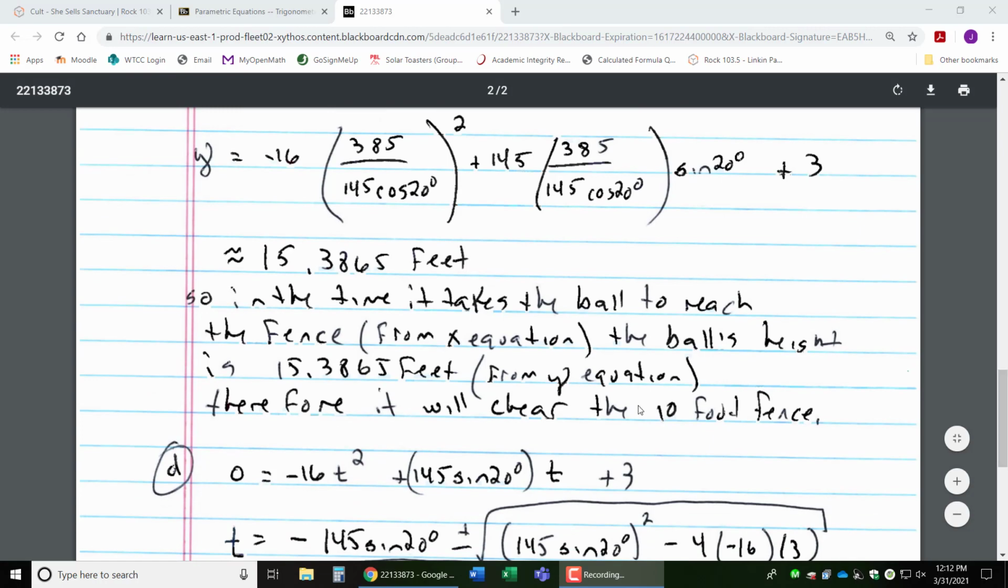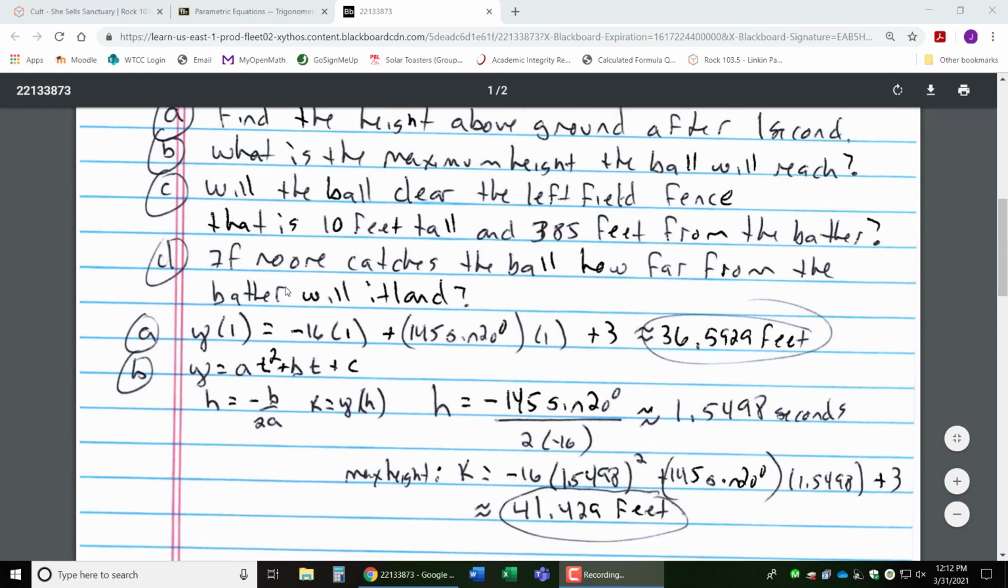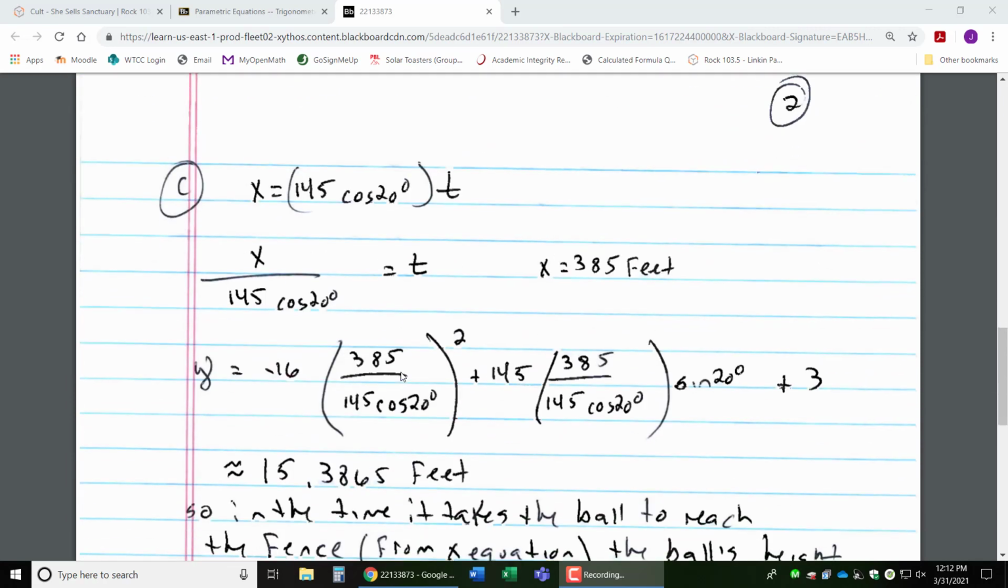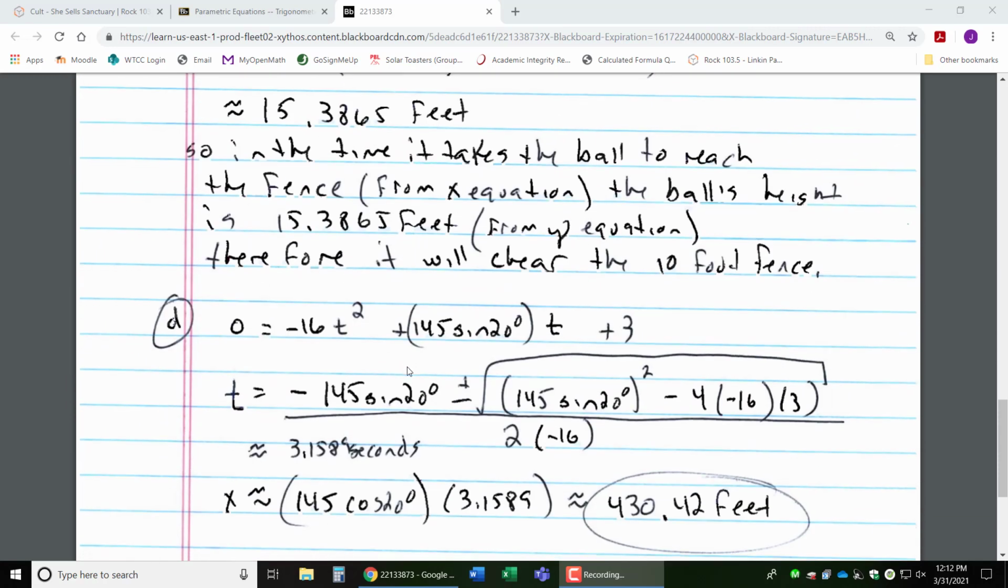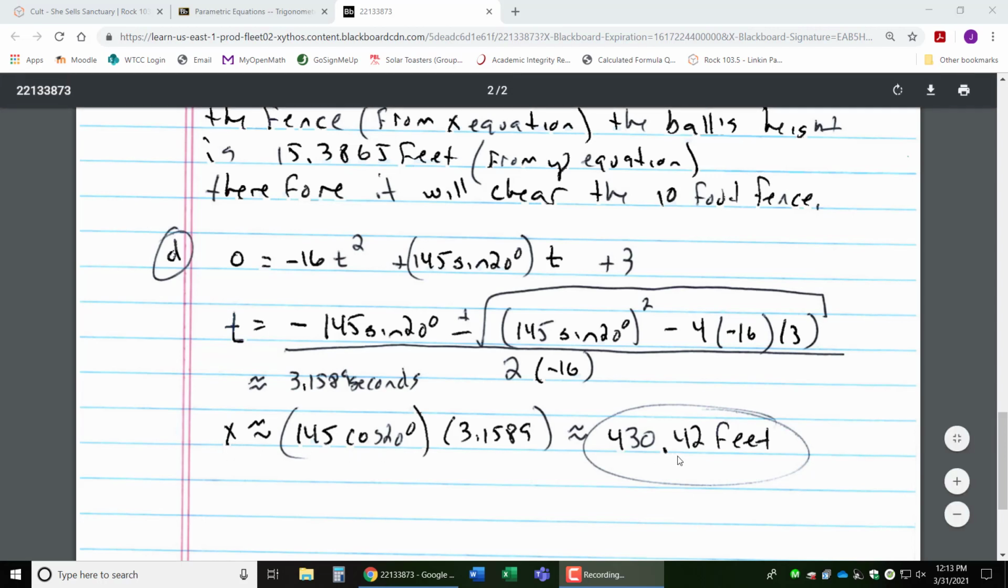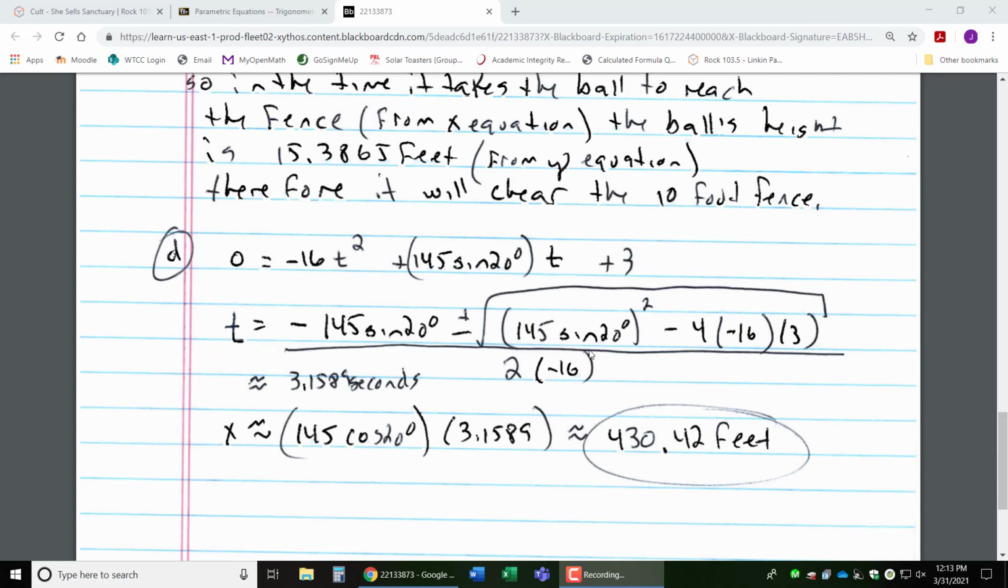And then the last question, part D, is if nobody catches the ball, then how far away will it then hit the ground? And that's going to be the quadratic formula. So that's going to be the Y equation. So basically the question is, when it hits the ground, the height is 0. So the Y equation set equal to 0, and then the quadratic formula, you can see written all that out there. That figures out the time it takes, and then we plug that number into the X equation to figure out the distance away. And again, be careful about the rounding.